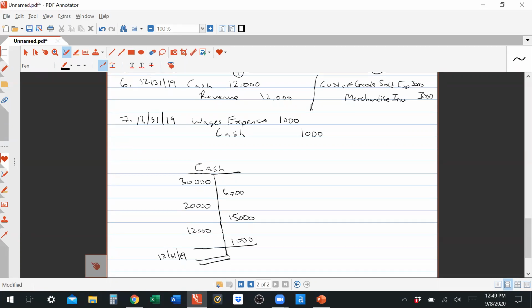when we do 30,000 minus 6,000, right? Because a credit to cash is a minus. A debit to cash is a plus. 30,000 minus 6,000 is 24,000. Plus 20,000 is 44,000. Minus 15,000 is, what is that? 44 minus 15?